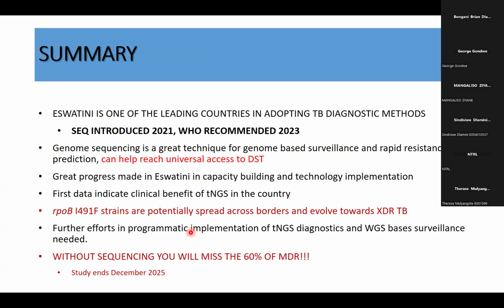This sequencing technology will help us reach our main target, the universal access to DST. Not just for the few, but for everyone. We are saying RPOB I491F strains are potentially spreading across borders and evolving towards XDR. This is evident through the inadequate resistance detection that I talked about. Further efforts in programmatic implementation of NGS and WGS-based surveillance are needed.